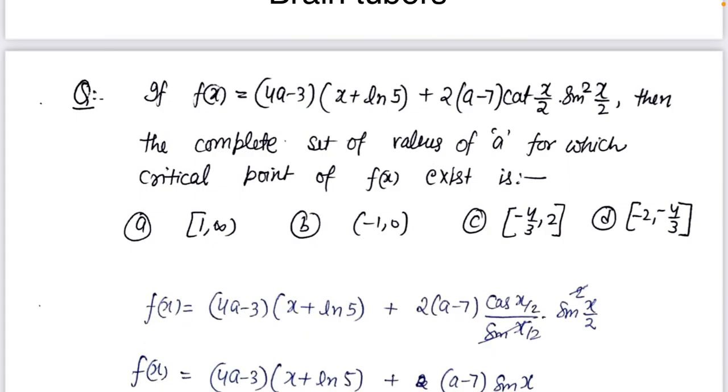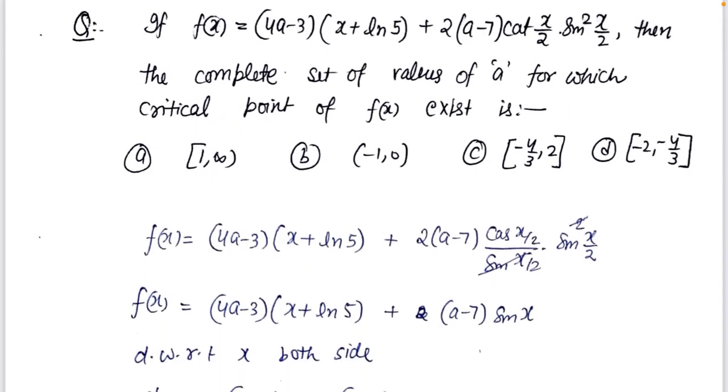So let's see what f(x) is basically. See the second term, that is (2a minus 7) cot x upon 2 into sin square x upon 2, can be written as cos x upon 2 into sin x upon 2. So sin x upon 2 and sin x upon 2 cancel. So basically f(x) is becoming (4a minus 3)x plus ln 5 plus (a minus 7) into sin x. 2 sin x by 2 cos x by 2 in the first row is sin x.